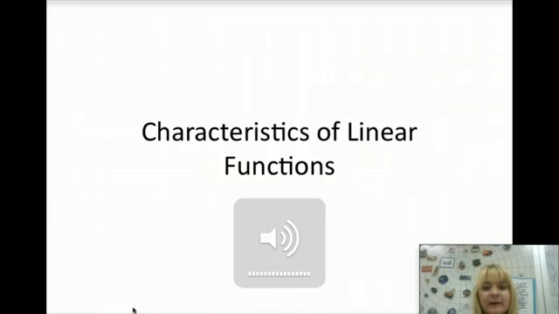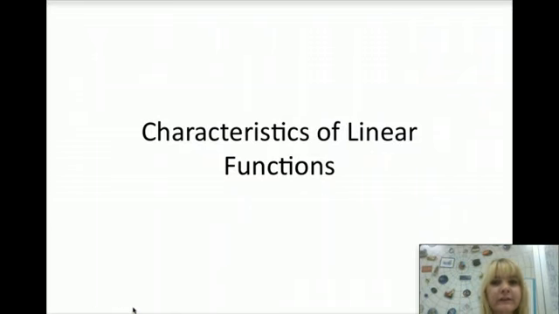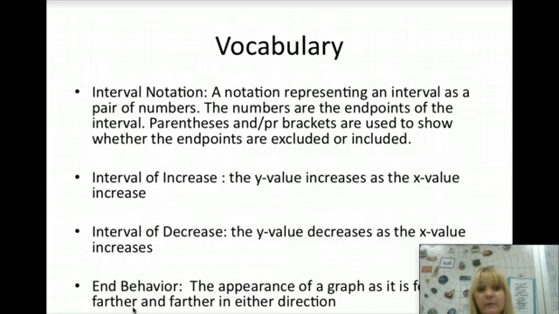All right, today we're looking at characteristics of linear functions. First, I'm going to go over some vocabulary. The first thing we're going to go over is interval notation, and this is how we're going to express our domain and our range. Interval notation is just a way to express the domain and range.